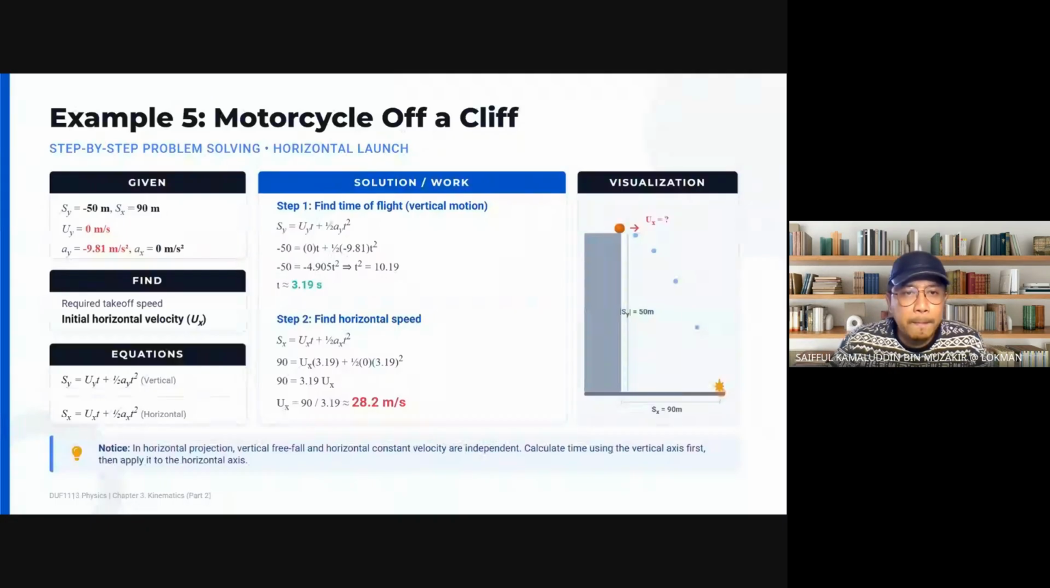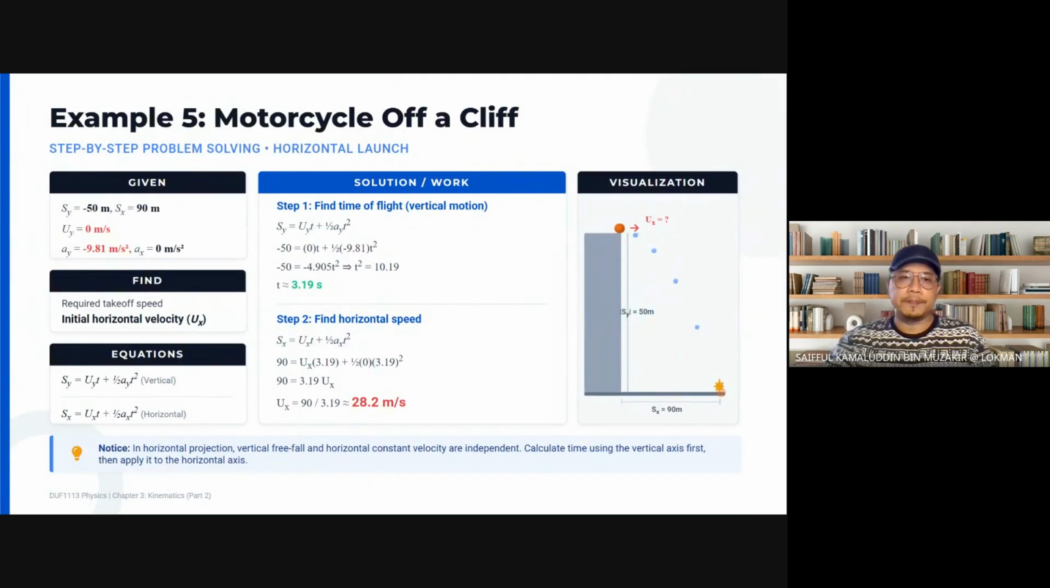Okay, what else? What did I leave out? AY. AY is our gravitational acceleration, negative 9.81 meters per second square. AX is 0 because there is no gravitational acceleration acting on the x-axis or x component.